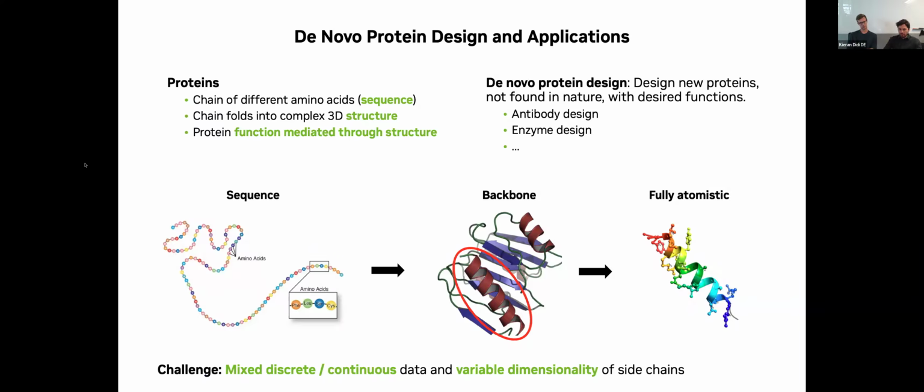And again, what's the main challenge here? There's two things that we observe. First, you have some discrete variables for the amino acid types and some continuous variables for all the atomic coordinates. And second, we have this variable dimensionality of the side chains. As I said before, depending on the amino acid type, you have a different number of atoms in your side chains, right? So these two variables are intertwined. They are connected. So you have to model these things.